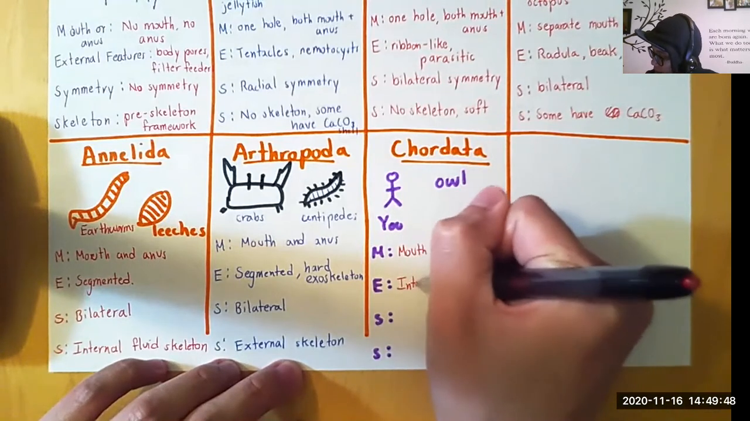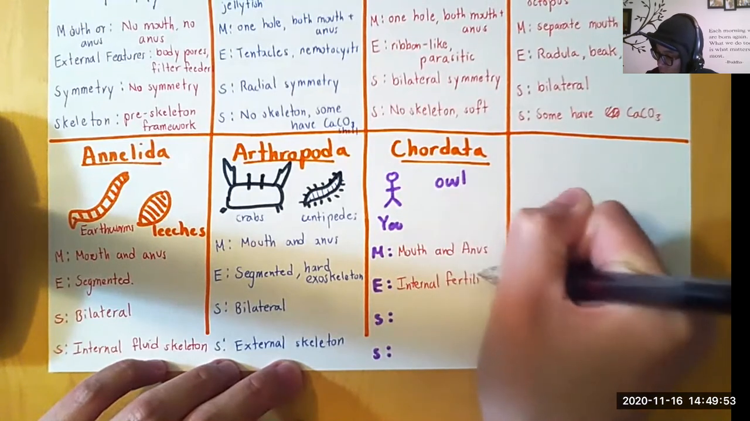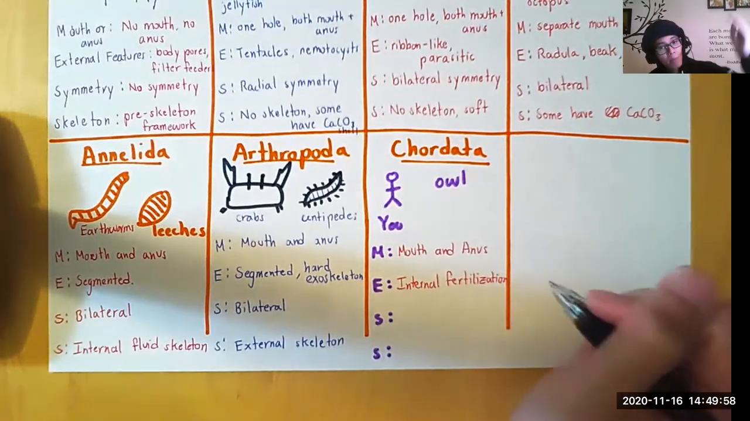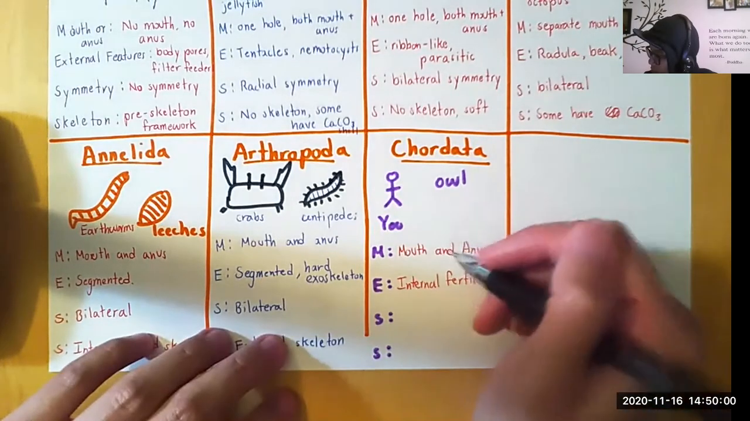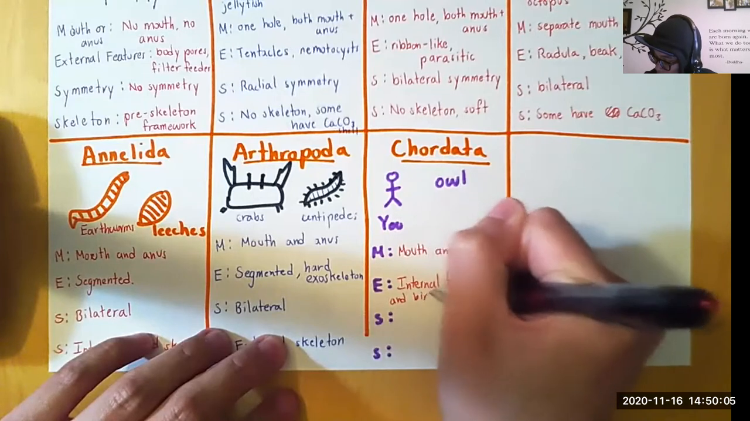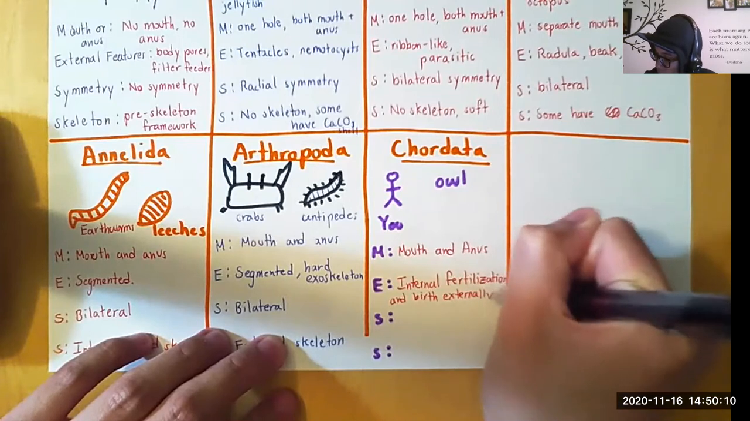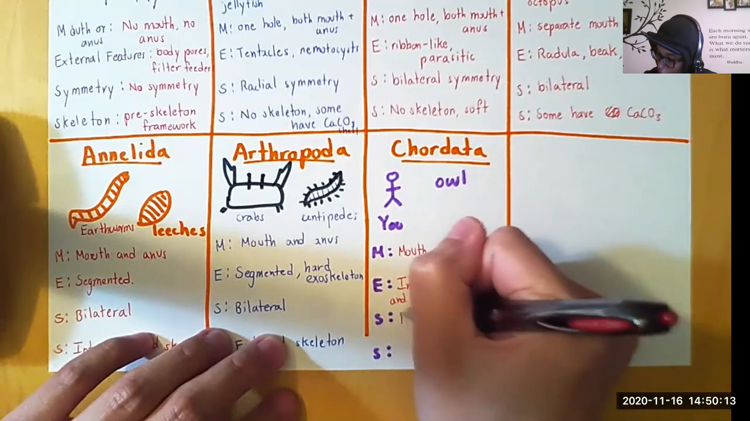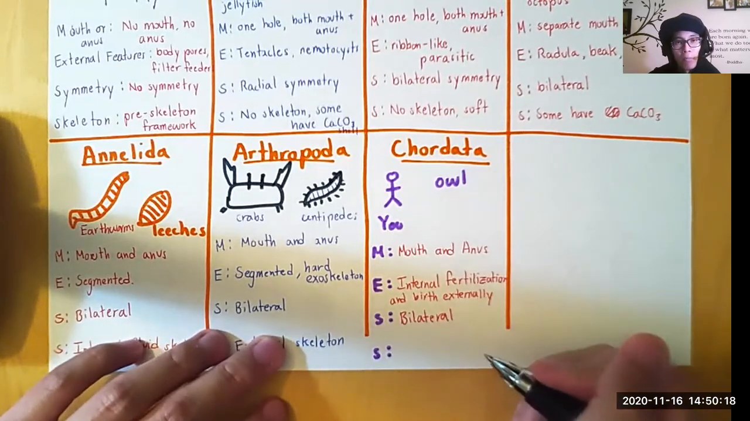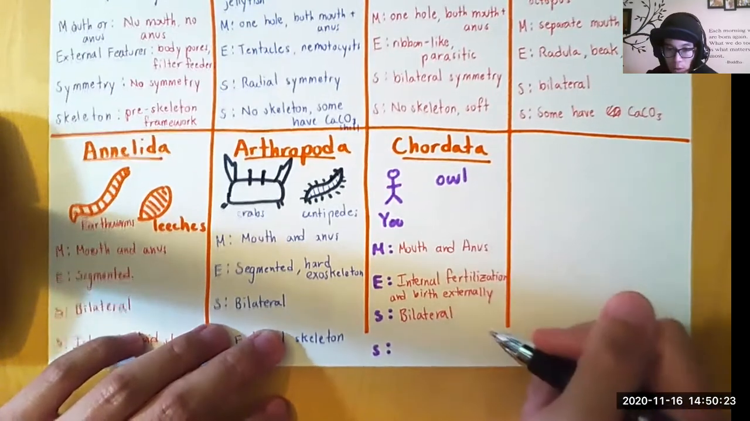What else do we have? We have internal fertilization. That means that when a sperm meets an egg, it happens on the inside of the body. And we give birth externally. You know what, maybe I'll put up a video of a horse giving birth. It's kind of hard to see a human giving birth, but horses giving birth can be quite interesting.